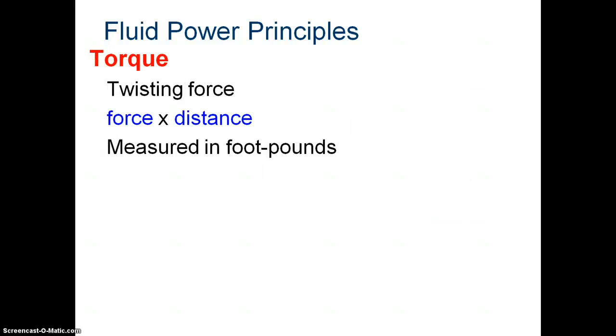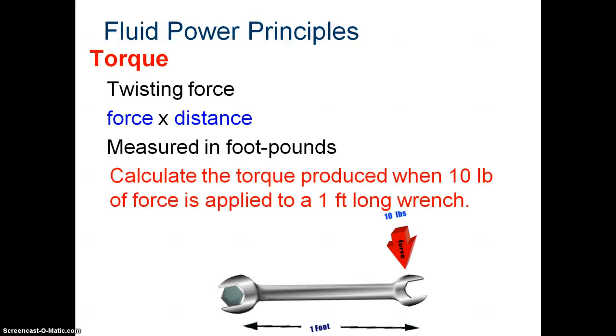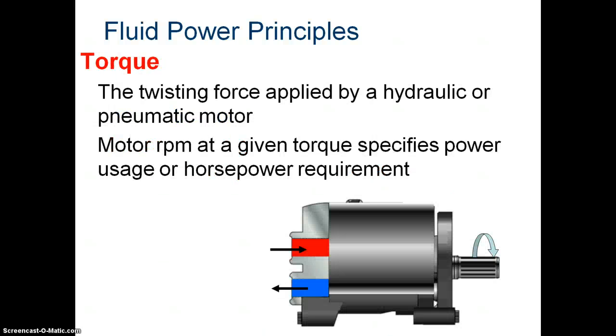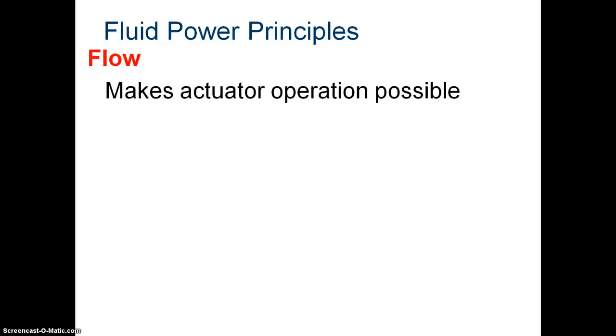Torque is a twisting force, force times distance, and it's measured in foot-pounds. This should also look familiar to you, but to calculate the torque produced by a 10-pound force applied to a 1-foot-long wrench, you take the force and multiply it by the distance. Torque is the twisting force applied by a hydraulic or a pneumatic motor, and your motor RPM at a given torque specifies power usage or whatever horsepower unit is required.